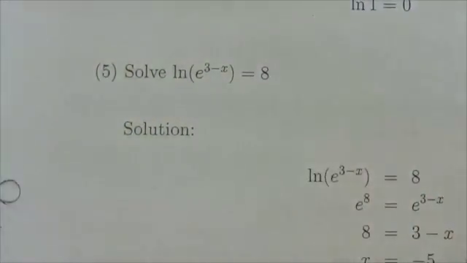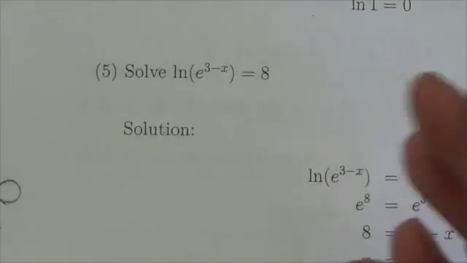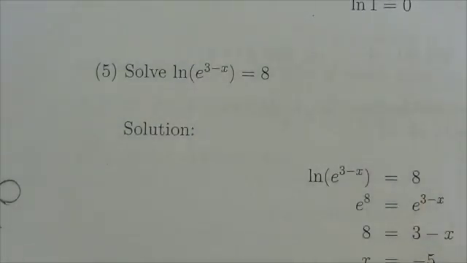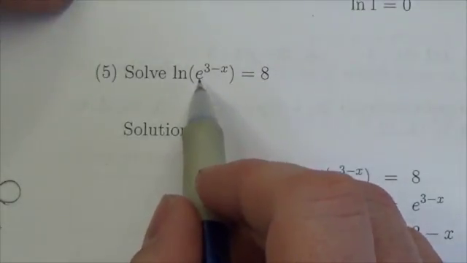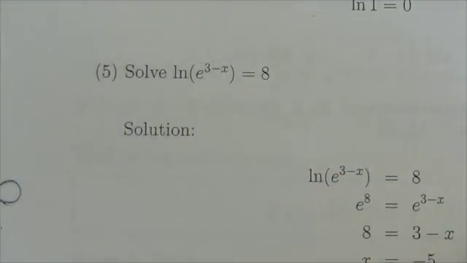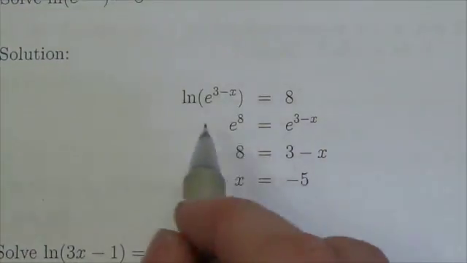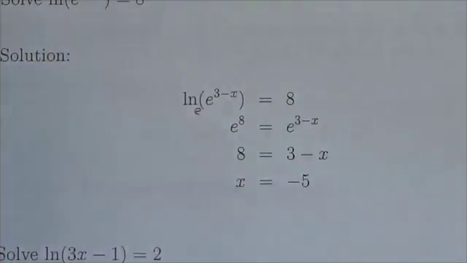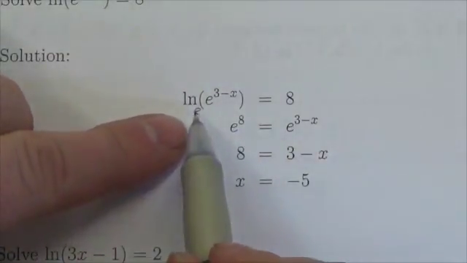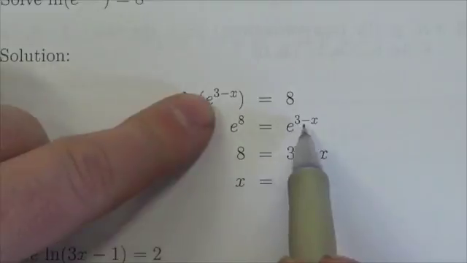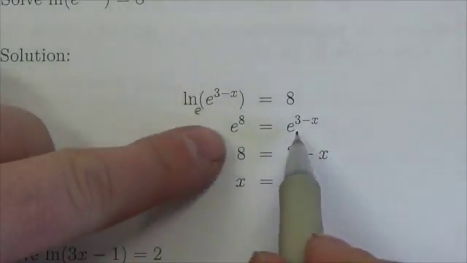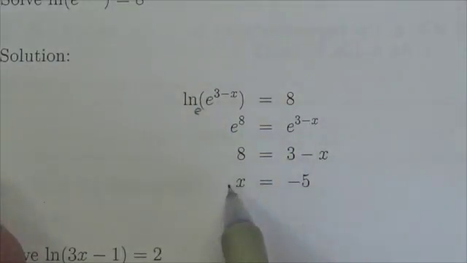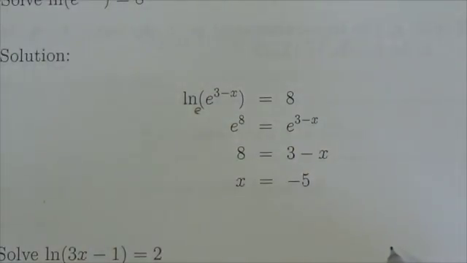Now let's take a look at some solving so that you can see just how straightforward this really is. The natural log of e to the 3 minus x... Now, a couple of ways you could approach this. What we want you to do here is realize that this is base e. So to start off, you're going to convert this to the exponential. e to the 8 is equal to e to the 3 minus x. And then you've got two powers with the same base, so you can make the exponents equal to each other. And when you solve for x, you get negative 5.